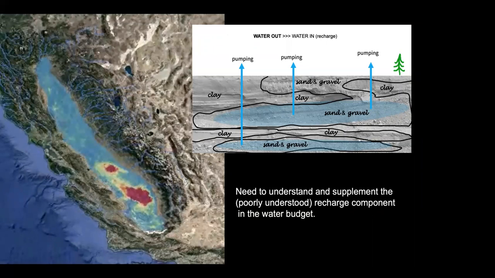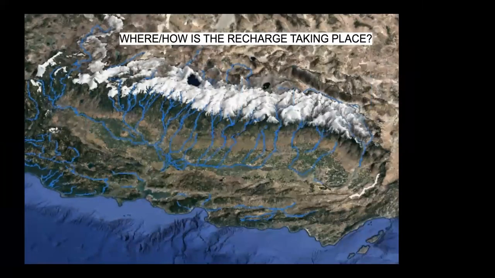And we're doing a lot of work now to understand and hopefully supplement the poorly understood recharge component in the water budget. Water out is due to pumping. Water in is this recharge, this restoring the water in the groundwater system. And the question is, where and how is that recharge taking place? And we've now got Wes Neely joined us at Stanford. So we're starting to use some InSAR data to look at recharge, but I won't be talking about that today at all. This is showing the snowpack in the Sierras from remote sensing data.